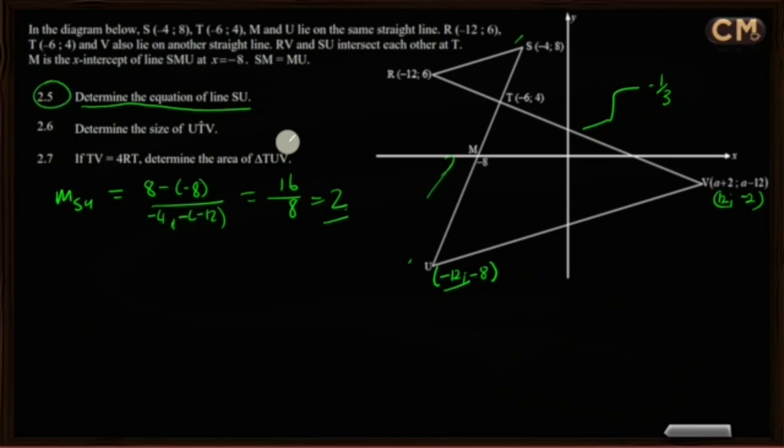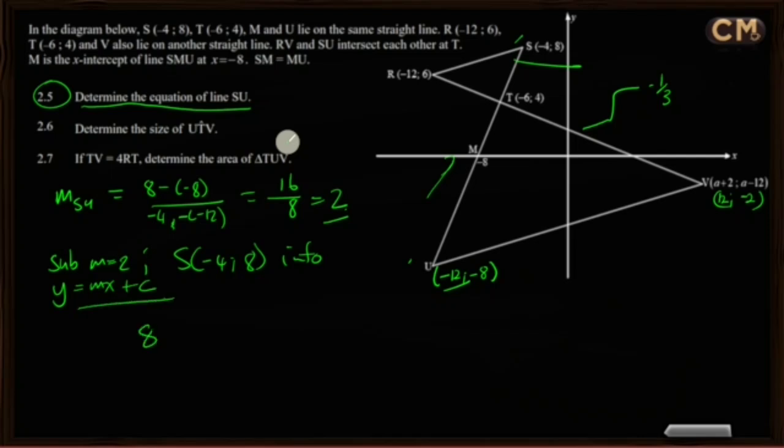Then we sub everything into y is equal to mx plus c. So sub m equals 2, and let's use minus 4 into y is equal to mx plus c. What will that entail? So that's 8 for the y value, our gradient is 2, and our x value is negative 4, and that's of course plus c.